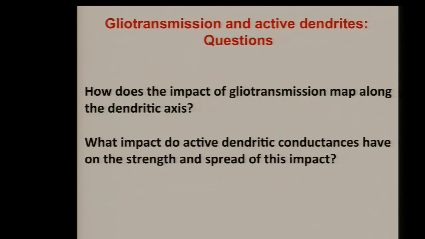So, but what was not known was how exactly does the impact of glial transmission affect the dendrites, right? Because all the synapses come and make contact onto the dendrites, so now without knowing how exactly the glial transmission is going to affect the dendrites, you can't make specific statements about how they are going to interact with the inputs that are coming from other neurons. So we did not know the mapping of this, and we did not know if the presence of active dendritic conductances affect the strength and spread of this particular impact over here.